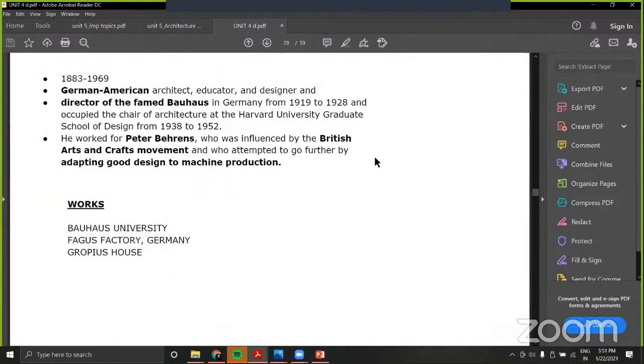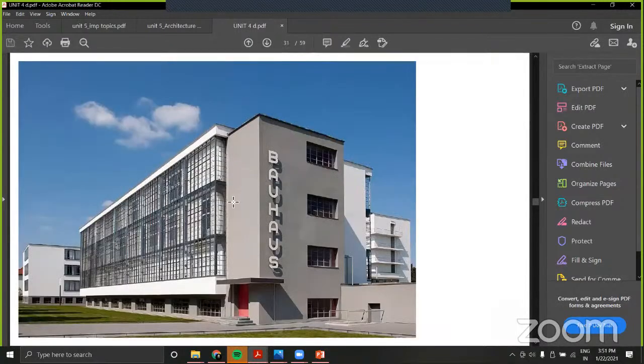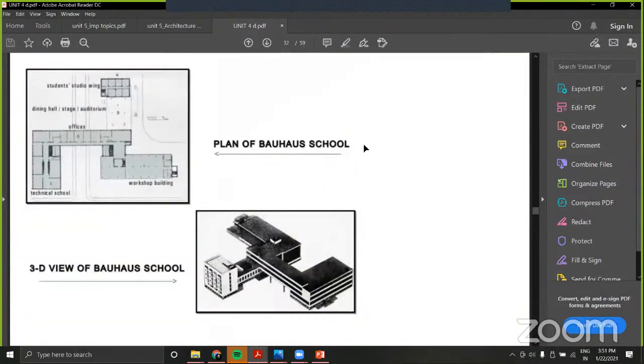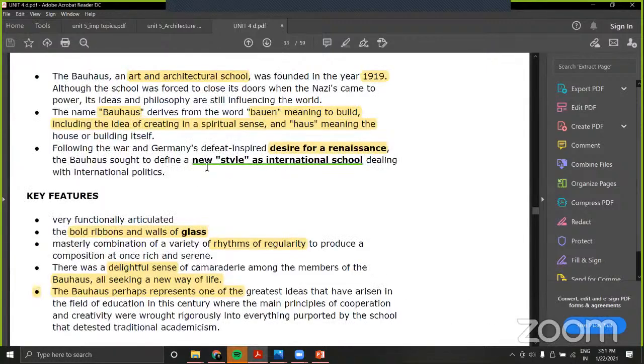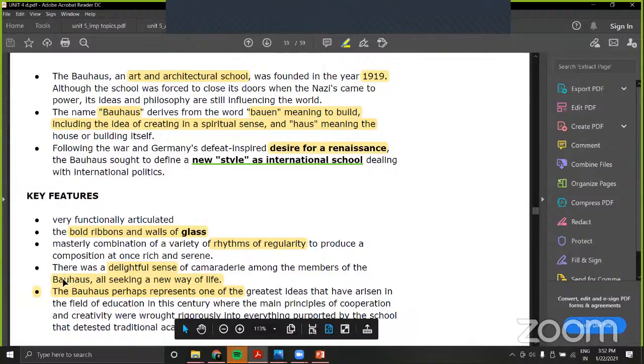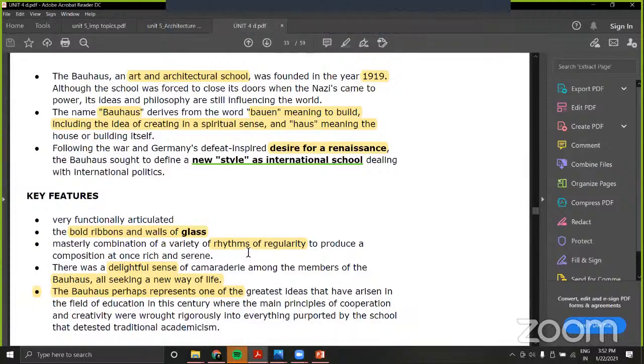Walter Gropius is one of the main architects who designed the Bauhaus School, and he also worked for Peter Behrens, who was influenced by the British Arts and Crafts movement, and he was a German architect. We studied about the Bauhaus School in the previous classes. We will see a little bit on this slide. The key features are very functionally articulated. The bold ribbons are walls of glass. A masterly combination of a variety of rhythms of regularity to produce a composition at once rich in sense.